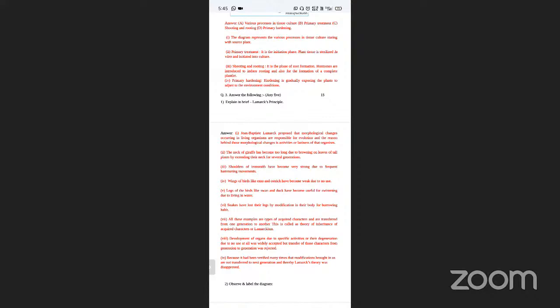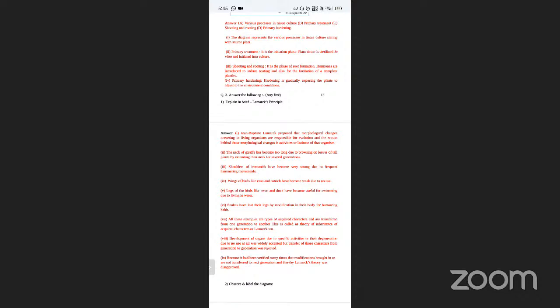Who has proposed this theory? It was proposed by Jean Baptiste Lamarck. The morphological changes which have been occurring in the living organisms are responsible for evolution, and the reason behind these morphological changes is the activities, or we can say the laziness, of that organism. Second point, now one by one the examples are given.